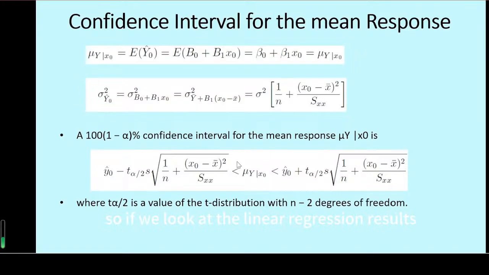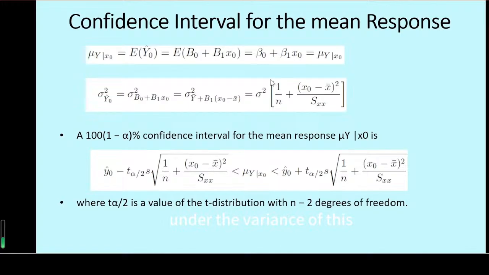So if we look at the linear regression results, mu y given x0. So this is the given values of x, then the mean values of y. And this is actually the value of the regression line. So we just fill in the estimated beta 0 plus beta 1 times x0 to give this mu y given x0.